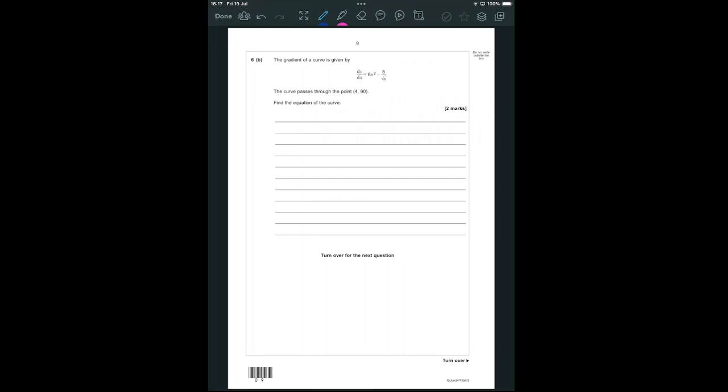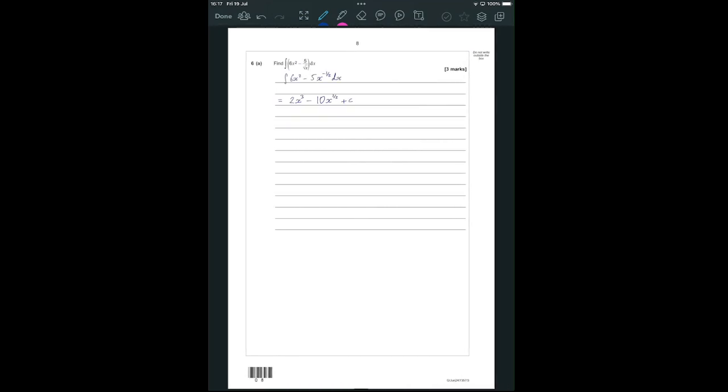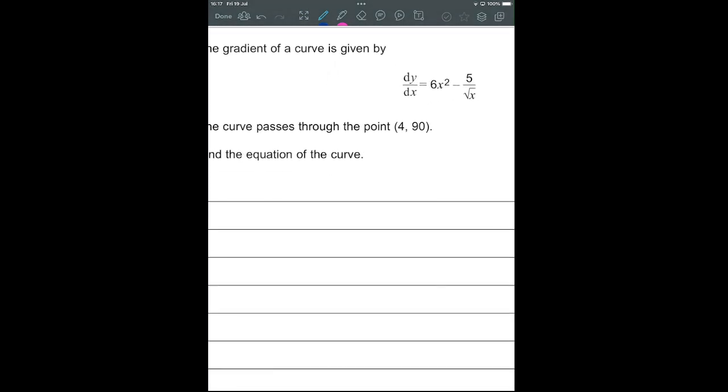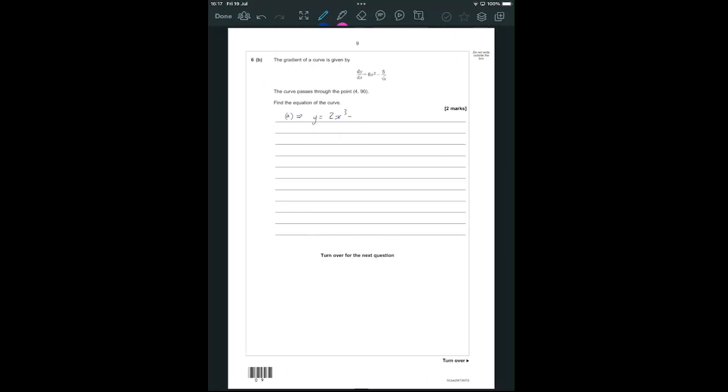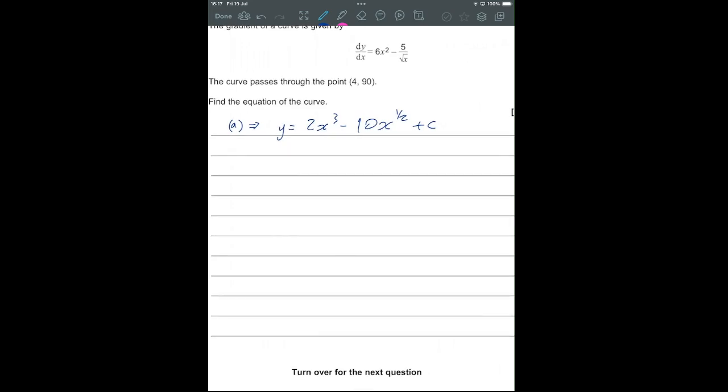The gradient is given by this function, which is the same as the integral we've already done, and it goes through (4, 90). Part A of the question has told us that y is the answer to the previous part, 2x cubed minus 10x to the 1/2 plus c, and now we can try and find that plus c by using the initial condition given. So y is 90 when x is 4, which is quite nice. 4 is a square number, and we've got a power of 1/2 going on.